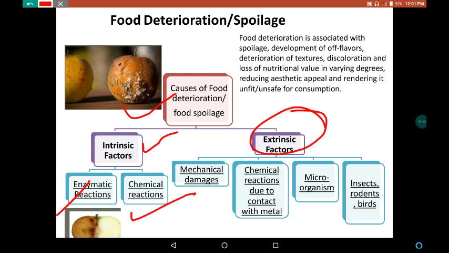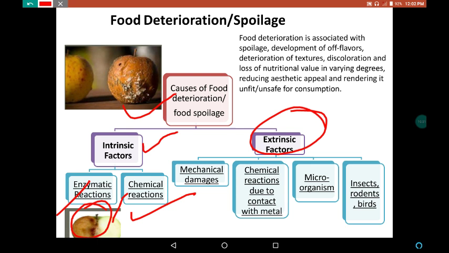What is enzymatic reaction? There are some enzymes present in food which can start degrading the food, resulting in the spoilage of food. For example, when you eat fruits like apple or banana, after cutting, you can see browning in apples, and some brown or black in banana. This is an enzymatic reaction: the enzymes present in them react and the food is spoiled.